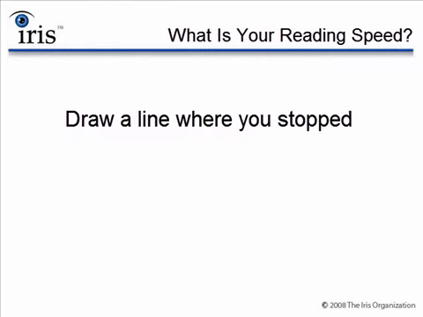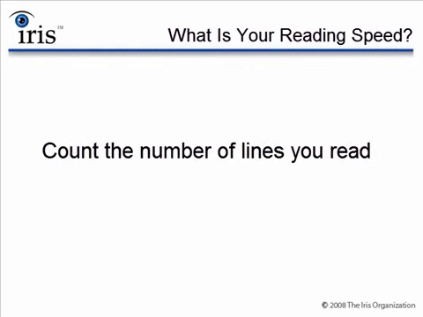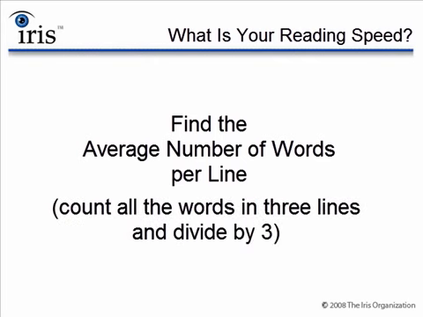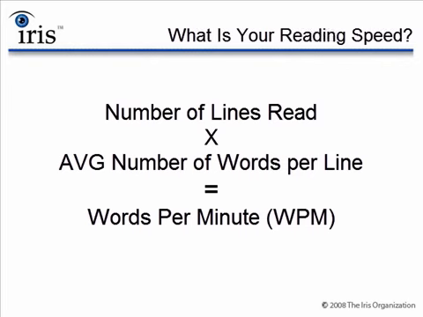Okay, stop, draw a line wherever you stopped, and what I want you to do now is count the number of lines that you read. The next thing you want to do is find out how many words there are per line. You can do that by taking a sample of 3 full lines, counting up all the words, and then dividing by 3 to get an average. After you have that average, take the number of lines that you read and multiply it by the average words per line. And this will give you a words per minute reading score.